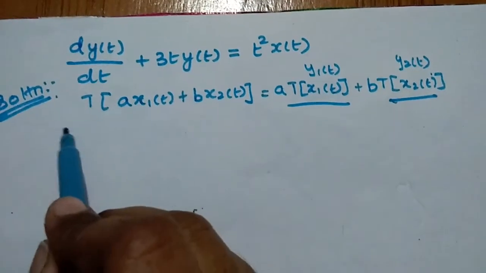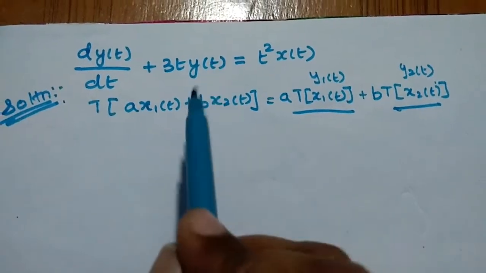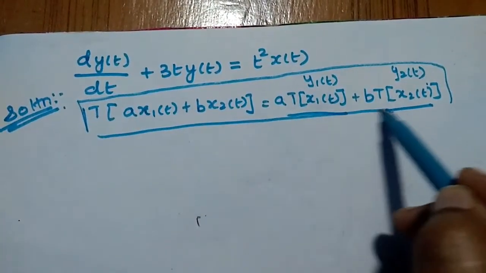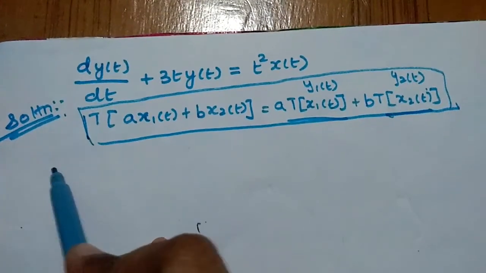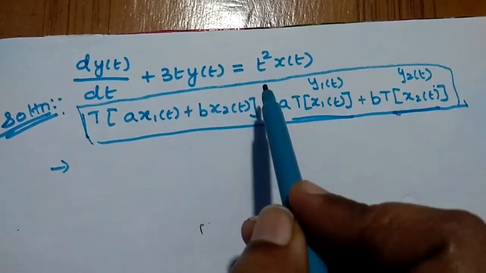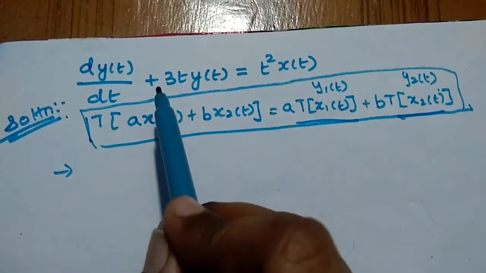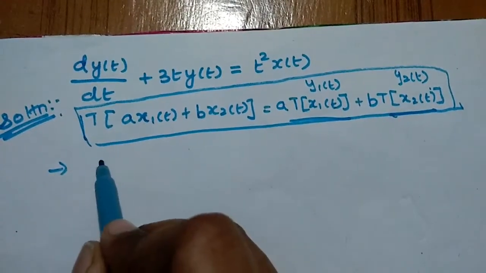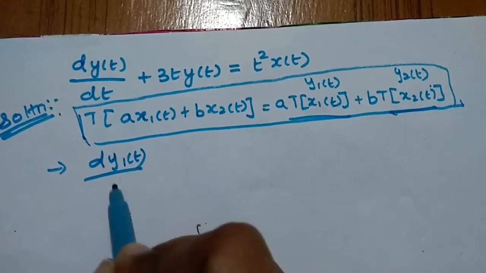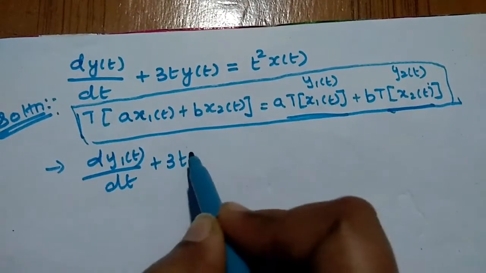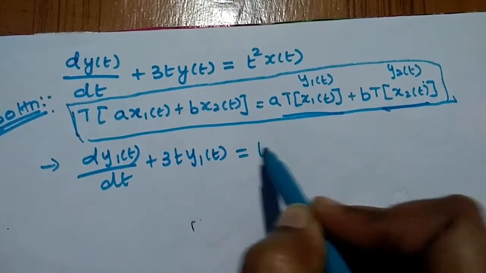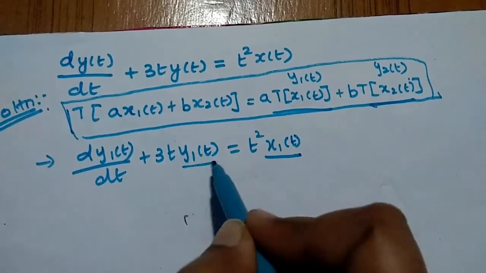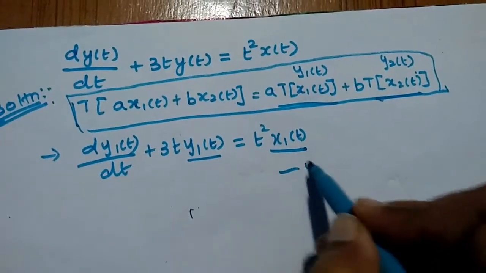First we are going to find out for the input signal x1 of t. This is the superposition equation, so leave it as such. The first step in this problem is to get the output signal y1 of t for the input signal x1 of t. Suppose my input is x1 of t, then this equation can be written as dy1 of t divided by dt plus 3 into t into y1 of t is equal to t squared into x1 of t. Suppose my input is x1 of t, my output is y1 of t, and everywhere we can change it. This is the first equation.